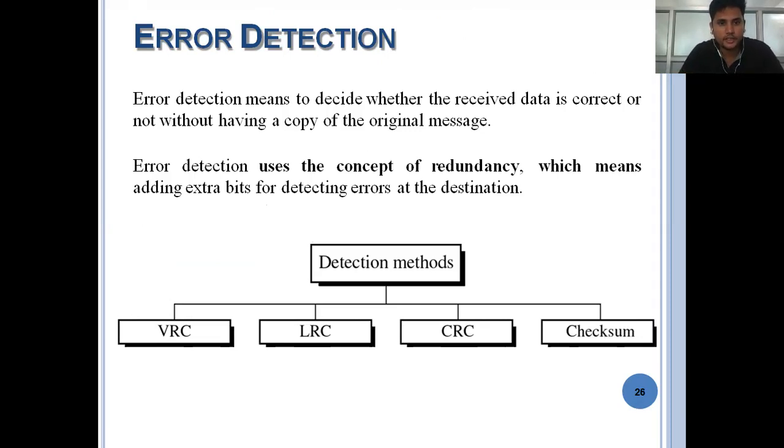So there are four types of error detecting methods: vertical redundancy check, longitude redundancy check, cyclic redundancy check, and the fourth one is the checksum. Redundancy check means we are sending some duplicate bits along with the original bits to identify the errors. Checksum is a very important one. These four are the techniques we use for error detection.